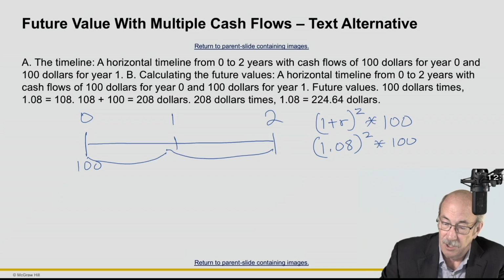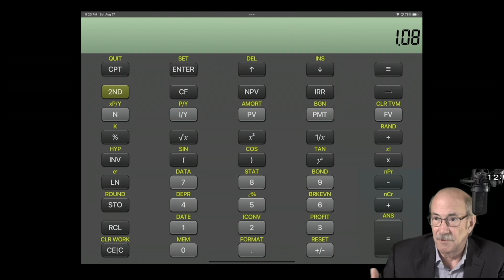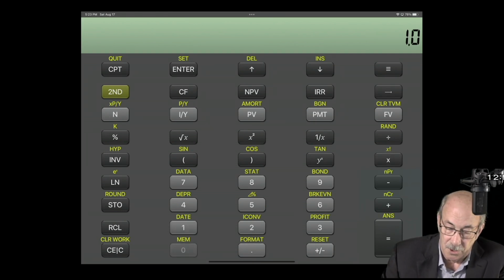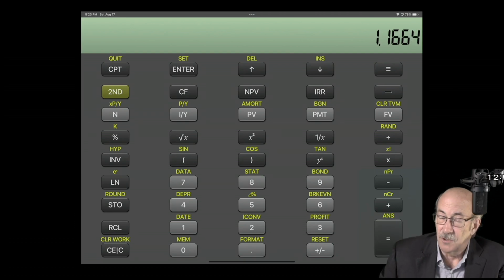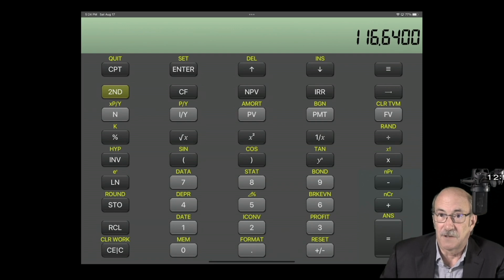And let me get the calculator out. And so I have 1.08, and let me just do the multiplication, right? Times 1.08. That's going to give us 1.1664. And we're going to multiply that by $100. And obviously that's going to give us $116.64.